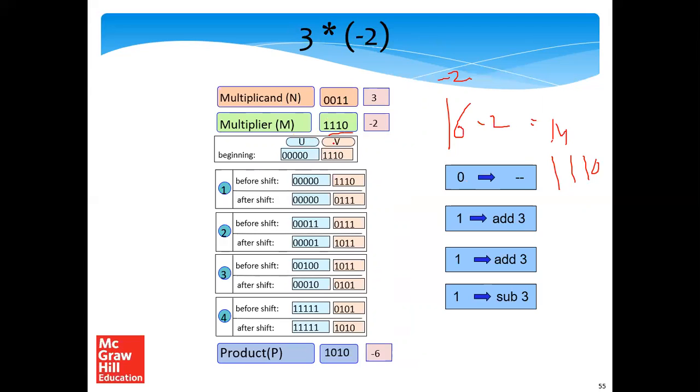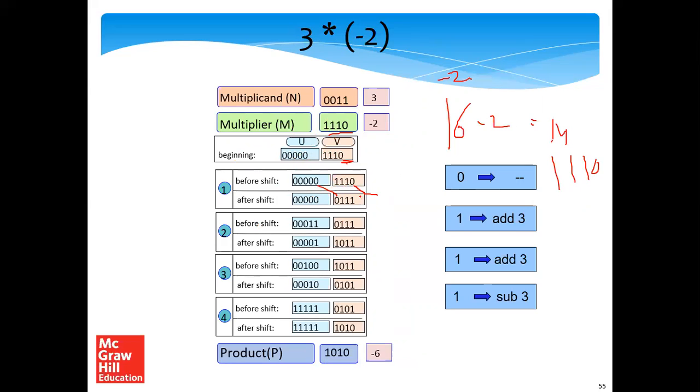Then again u and v: v has the multiplier 1110, and u has all bits 0 and one extra bit. Then before the shift, first we check the LSB of v. V is 0, then we do nothing. Simply write this, and with the shift, 0 is thrown out, and 1 comes here, and this 0 comes here, and this bit is 0.